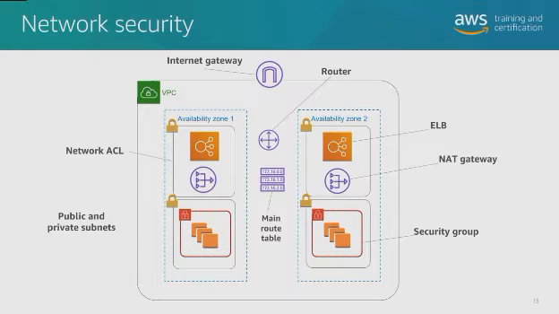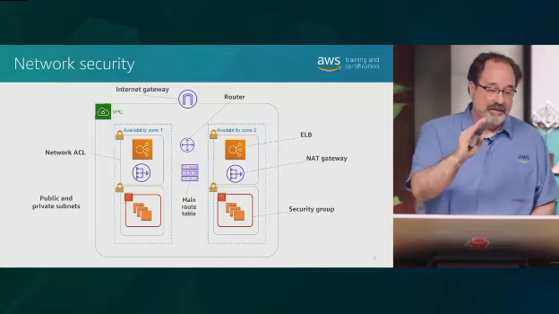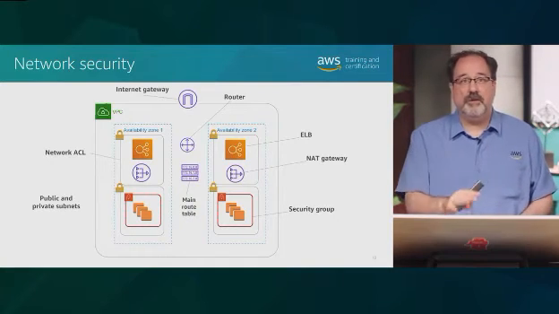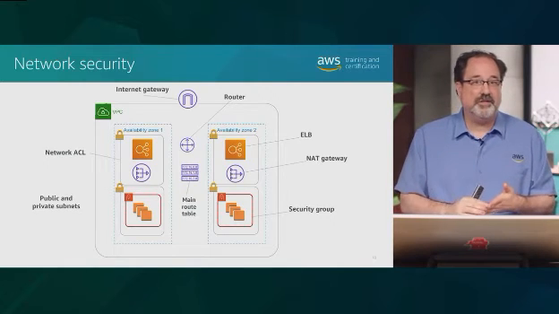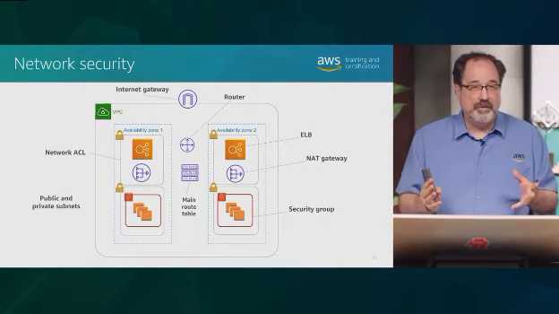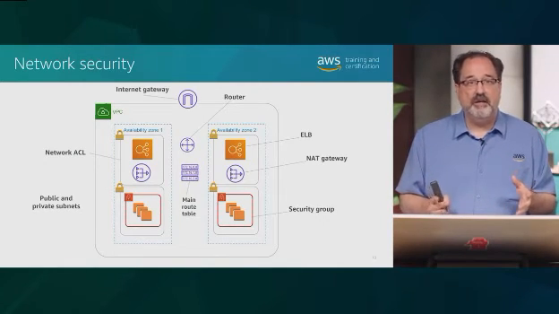The VPC completely isolates your traffic from anyone else unless you have explicit permission from those packets to cross the boundaries. The various gateways, make sure you're familiar with those: the internet gateways, the virtual private gateways, the peering connections. All those are the only way traffic goes in or out of the VPC.